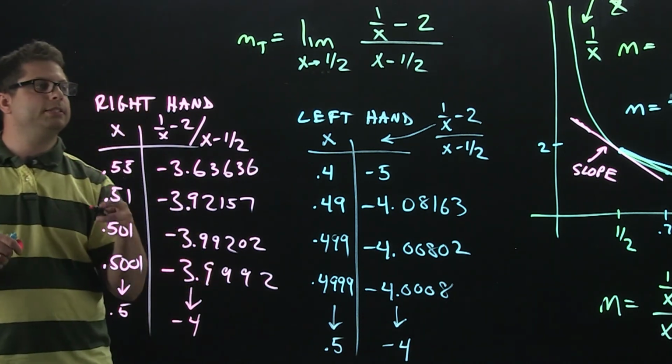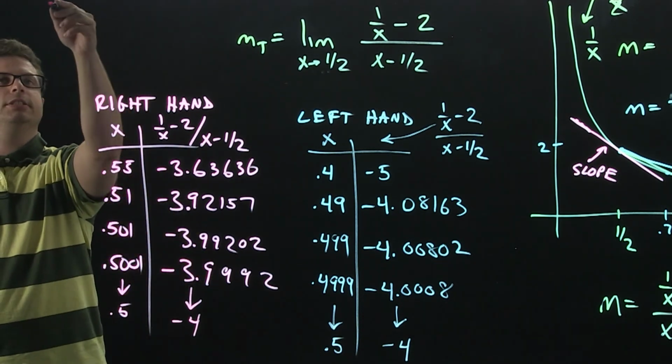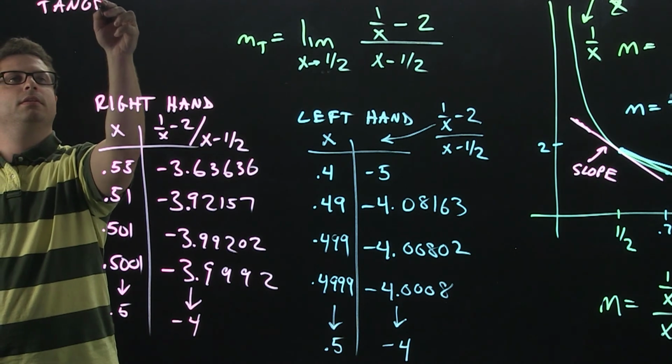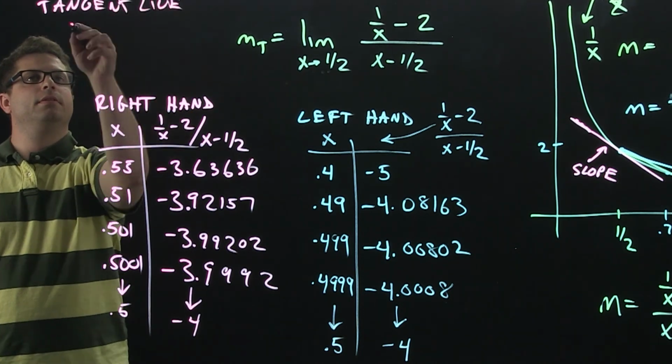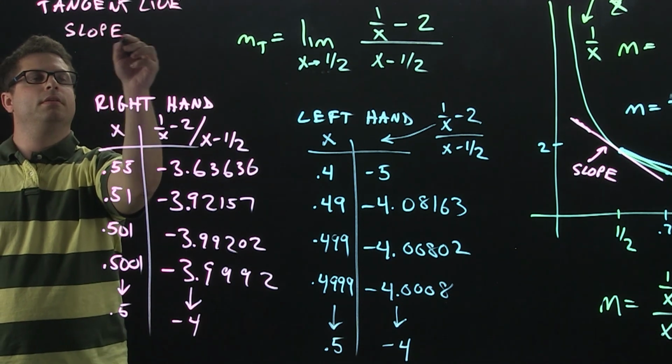So then I think we can say that the slope of the tangent line is -4.